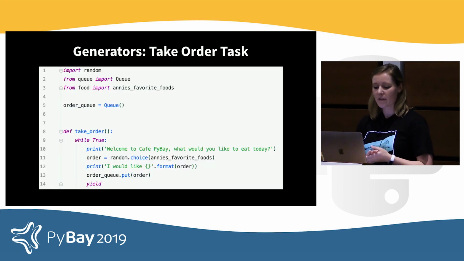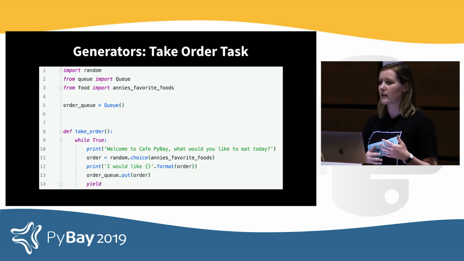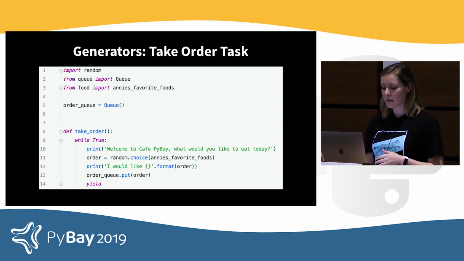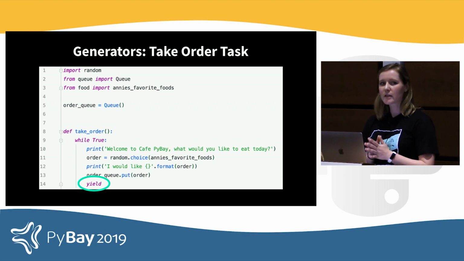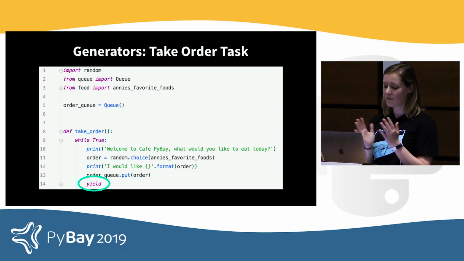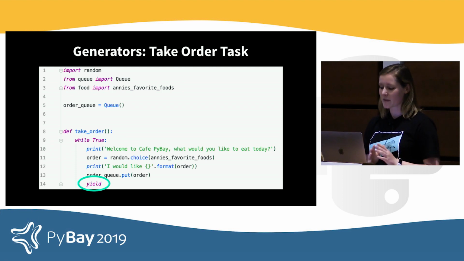There are some imports at the top, and then I use the Python queue module for no reason other than it's simple to use. Take order is a generator, which you can tell because it has the yield keyword. Let's step through this function. First, it says while True, basically forever, our restaurant is always open for business. Ask the customer what they would like to order. Let them randomly select one of my favorite foods. Place that order and put it in a queue.